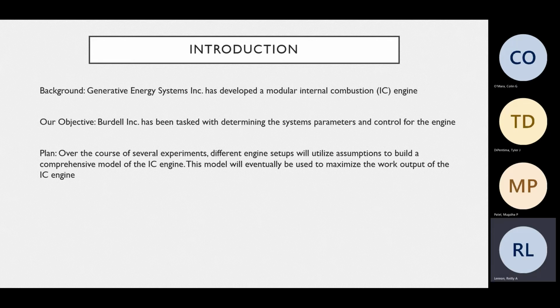So the overall plan is, over the course of several experiments, over a couple of weeks, we're going to do different engine setups that have different assumptions. From those assumptions, we can build a comprehensive model of the internal combustion engine. Once we have this comprehensive model, we can maximize the work output of the engine.